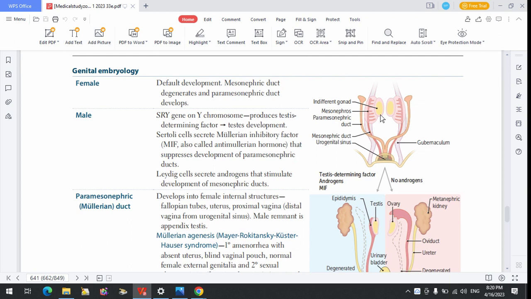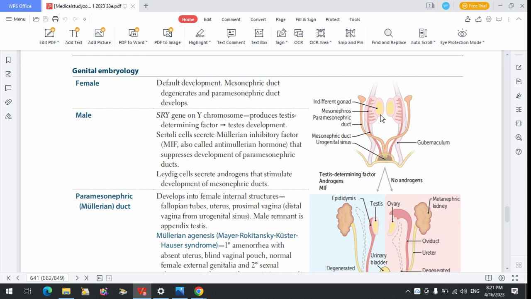Now, Leydig cells, which are also one of the cells within the testes, will release androgens, testosterone, that will cause the mesonephric duct that is staying to develop. So what will that mesonephric duct develop into? It will form the seminal vesicle, the epididymis that is coming from the testes directly, connecting to the ductus deferens, then to the ejaculatory duct. Do you get it? That is all about the internal duct.